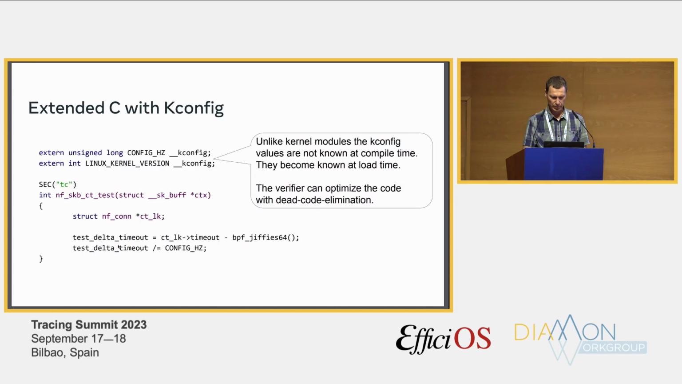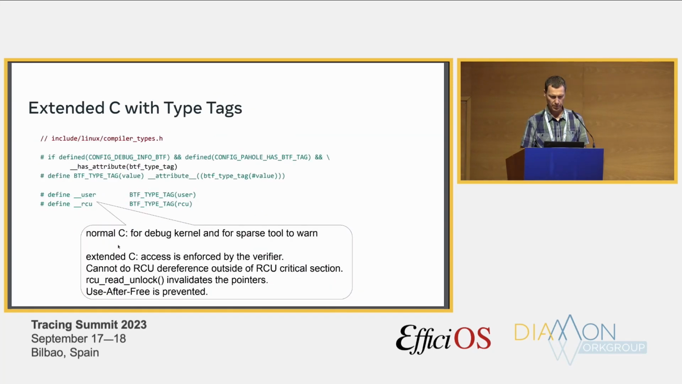Another interesting bit is type tagging. We've extended C with type tags. If you program the kernel, I'm sure you're familiar with the __rcu and __user tags. For the kernel, the __user one is only a sparse annotation. Sparse might catch you and give you a warning. That's basically it. __rcu is slightly better. It's not only sparse, but RCU machinery.